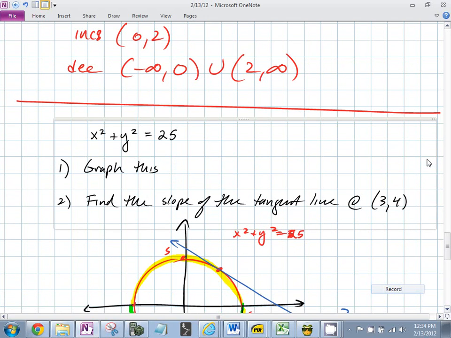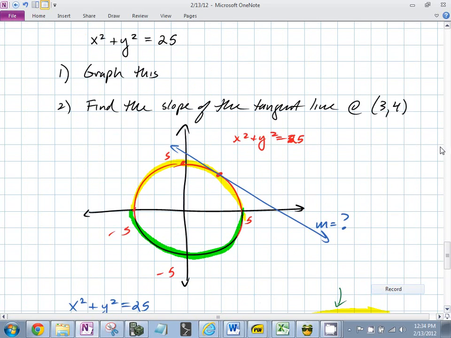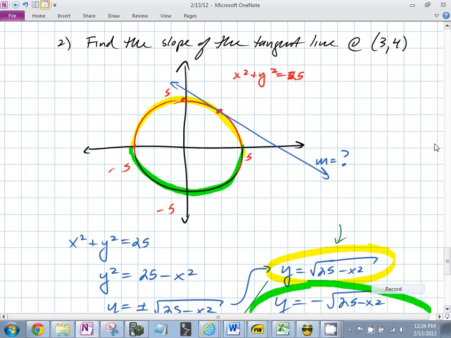I'm giving you a relation, not a function. All functions are relations, but not all relations are functions. I'm giving you something that's not a function, so it automatically makes it a little more challenging. If I just asked you, what's the rate of change when x equals 3? Why is that a slightly harder question to answer?